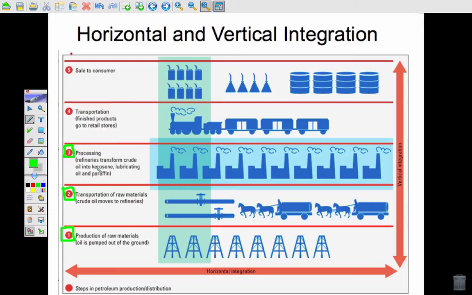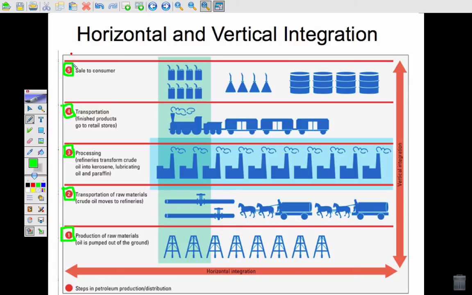And this is processing, okay? Refineries transform crude oil into kerosene, lubricating oil, and paraffin. So these are the refineries that make that raw material, crude oil, into something that can heat your home at this time, like kerosene. Step four is the finished product. It's transporting said finished product. So we're transporting the kerosene that we've created to retail stores to sell it. And that's step five.